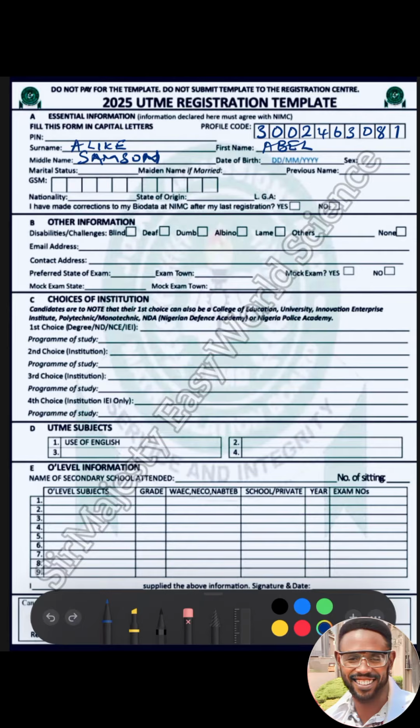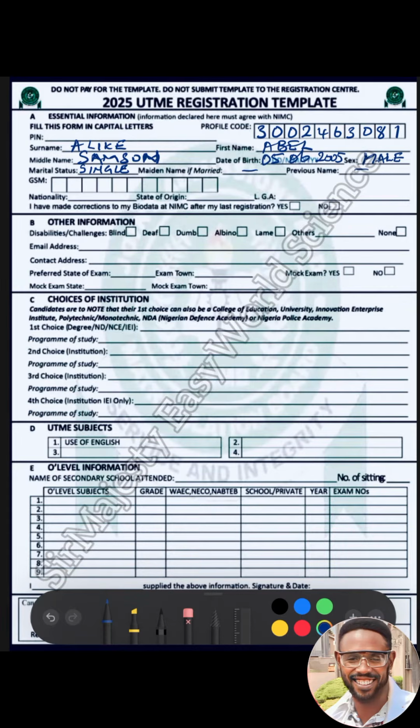Now, day, let's assume I use 0506. I was born on 5th June. And then the year, for people writing JAMB now, let's assume it's 2005. Then sex, you indicate male. Then coming to marital status, most JAMB candidates are going to be writing single. And when you are single, there is no need of filling these ones because that is only if you're married.